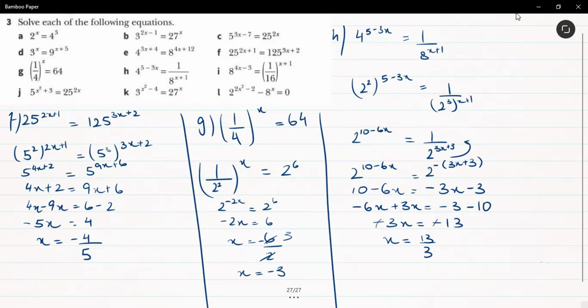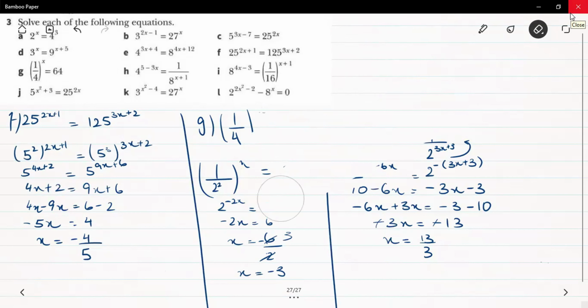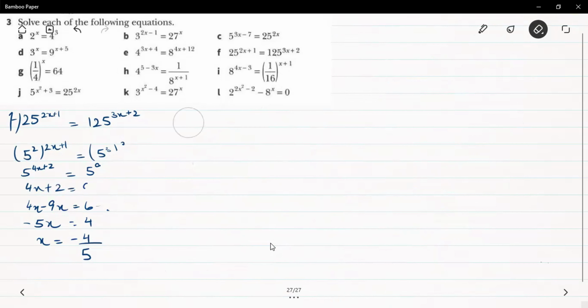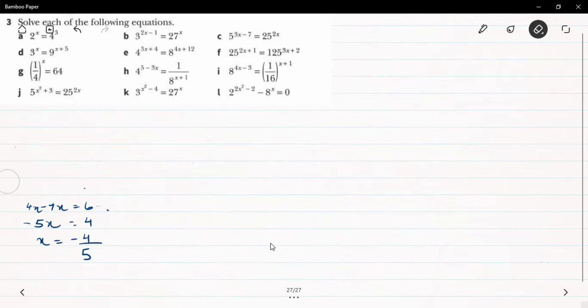Okay, now we're going to go for part I. Let me just quickly erase this. I think I should change my note-taking app or something, something nicer. I'll look into it.